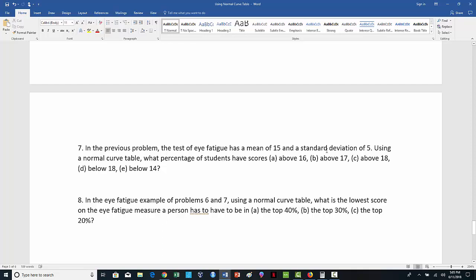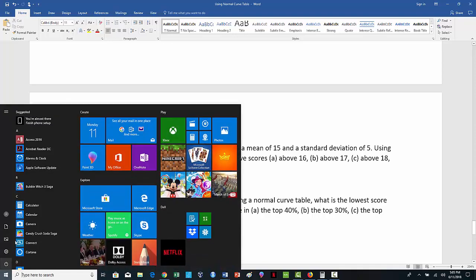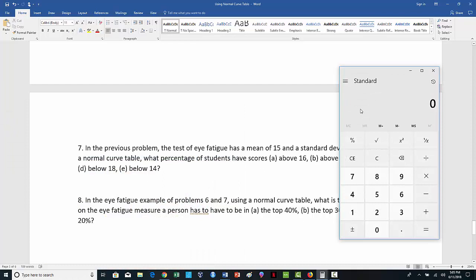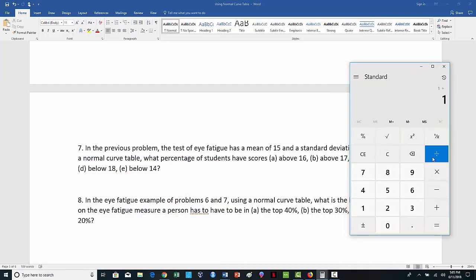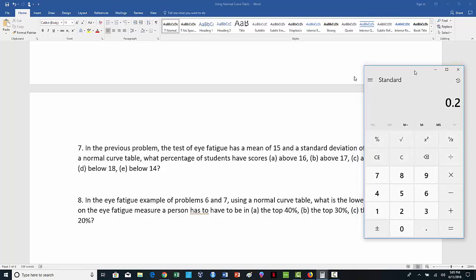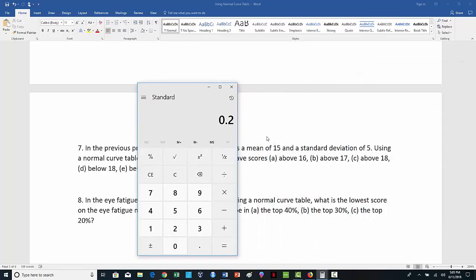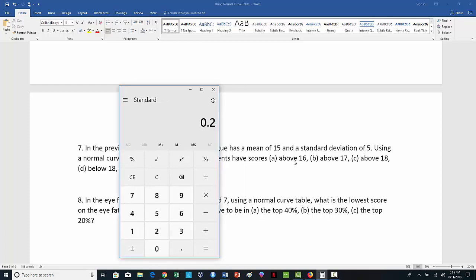I can just do this in my head because I know that if a standard deviation is 5, and it's going from 15 to 16, you're only going to 1, so it's 1/5 of a standard deviation. One way to do it quickly in my head is 1 divided by 5, and we get 0.20. So it's a z-score of 0.2. It's 0.2 standard deviations.